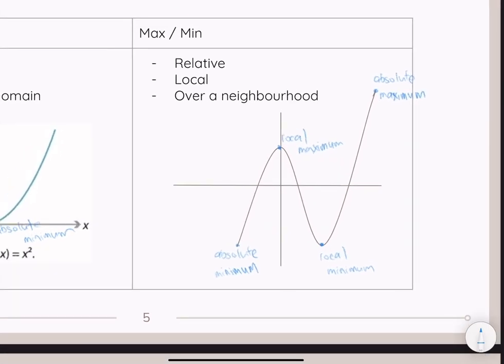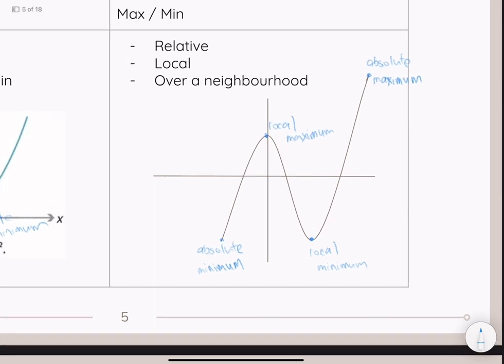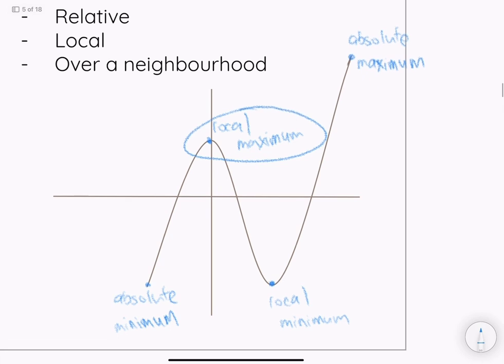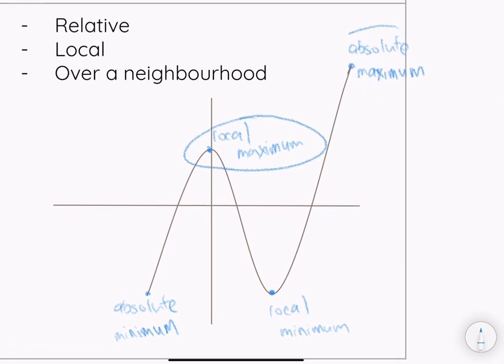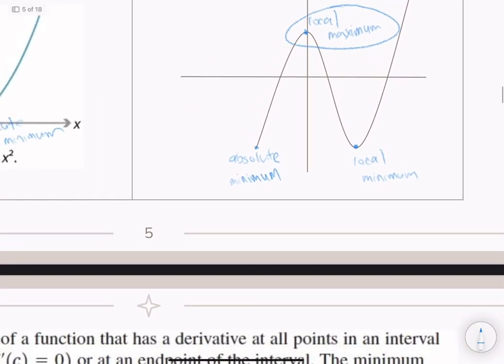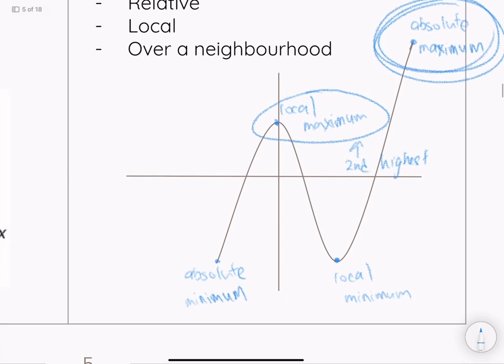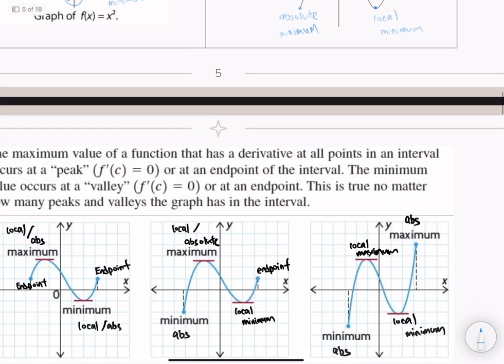And a relative or local maximum or minimum is over a neighborhood. For example, in this graph, this is a local maximum. It is because the highest point for this graph is this endpoint, and this is the second highest. So it is a local maximum point.